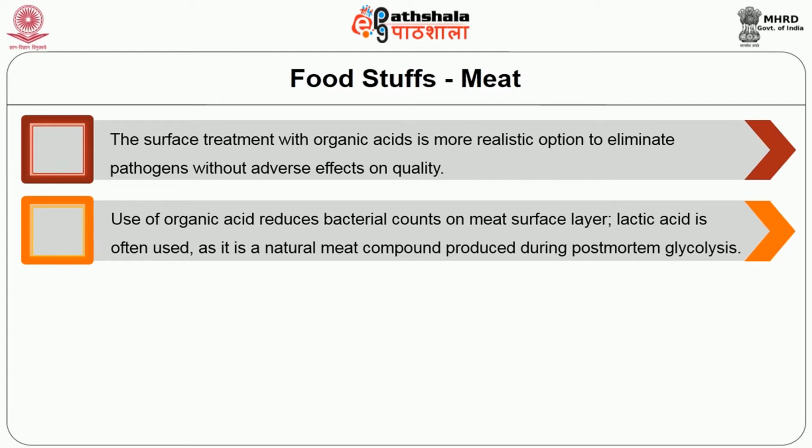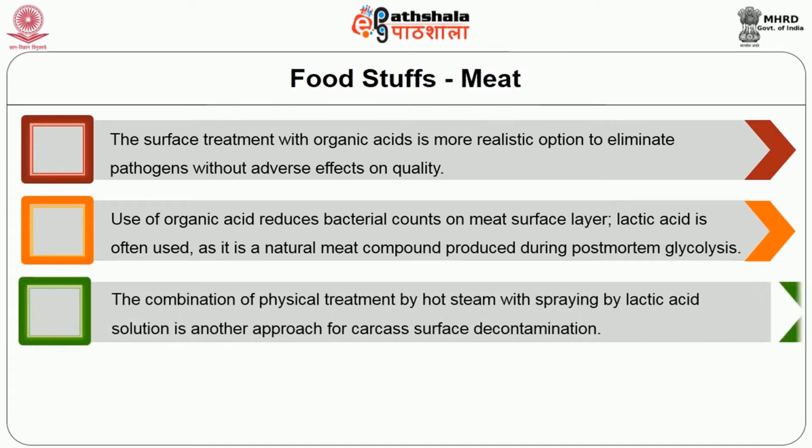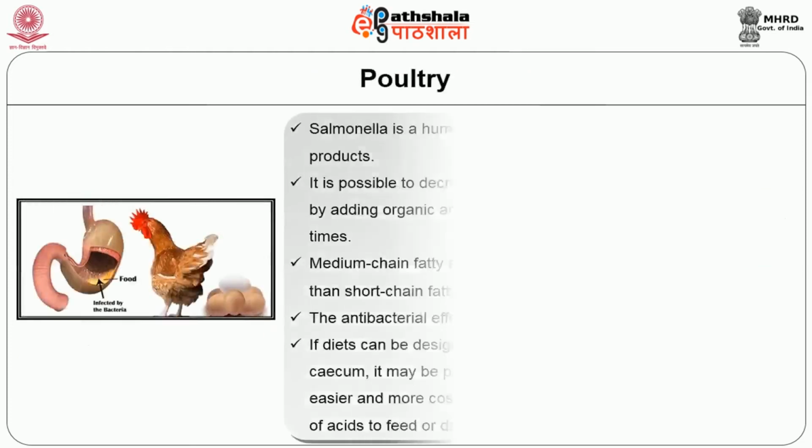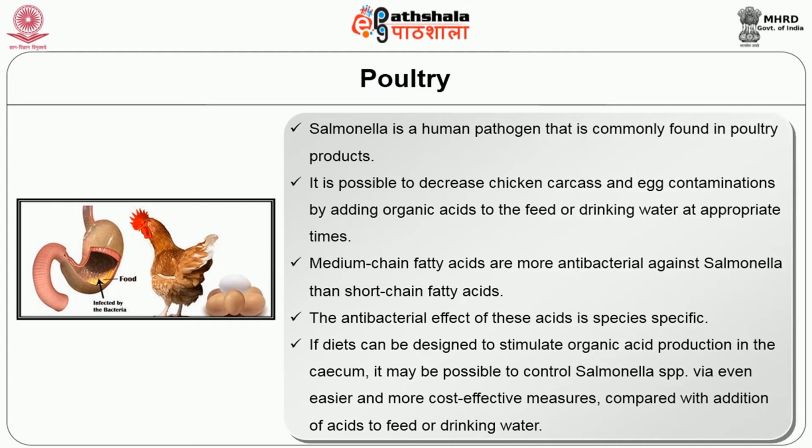Lactic acid is most often used as it is a natural meat compound produced during postmortem glycolysis. The combination of physical treatment by hot steam with spraying by lactic acid solution is another approach for carcass surface decontamination. Acid washes have been shown to be effective in reducing the total number of microorganisms present on the carcass. Poultry. Salmonella is a human pathogen that is commonly found in poultry products.